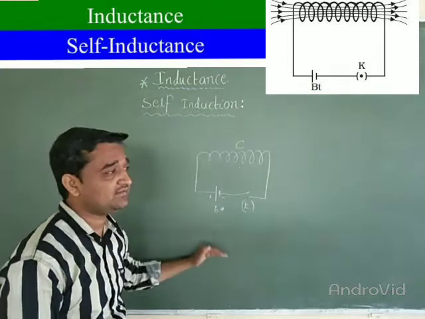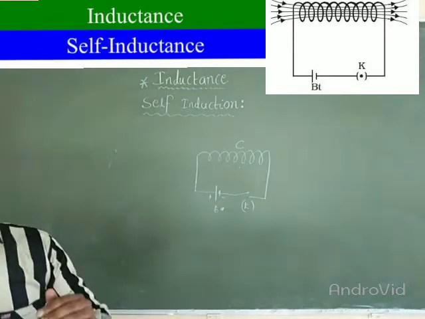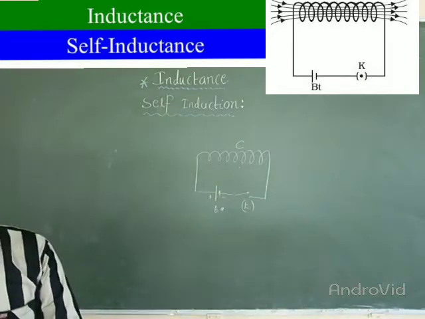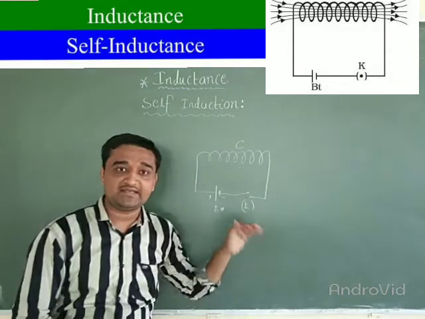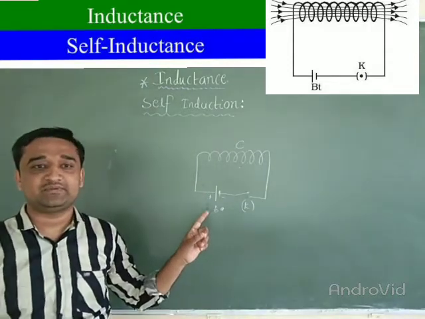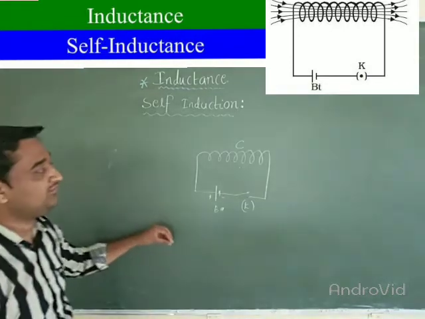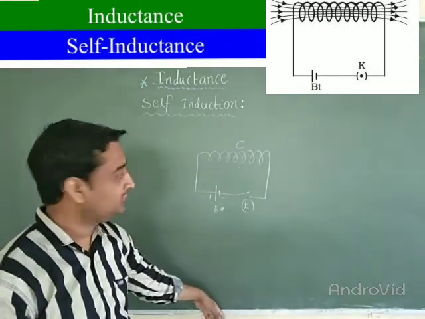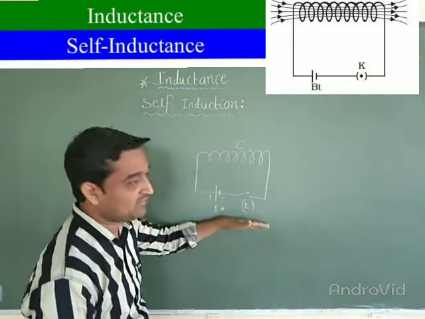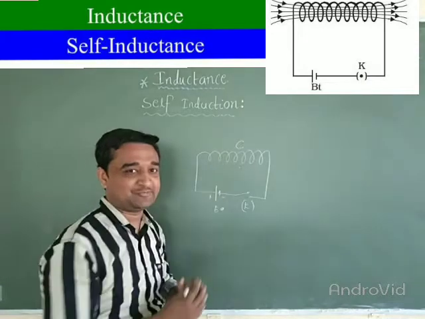So when the current starts to decrease, the magnetic flux linked with the coil also decreases from maximum to 0, right? As a result, again the magnetic flux linked with the coil changes and hence EMF is induced in the coil, and this EMF opposes the decay of current, right? When the key is closed, the current increases, and the coil opposes the growth of current.